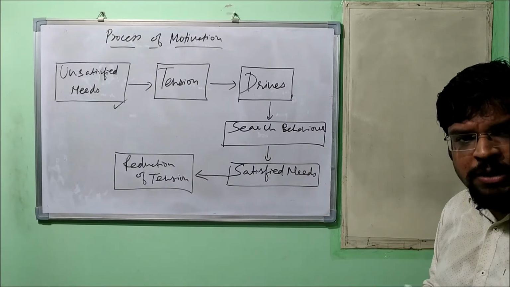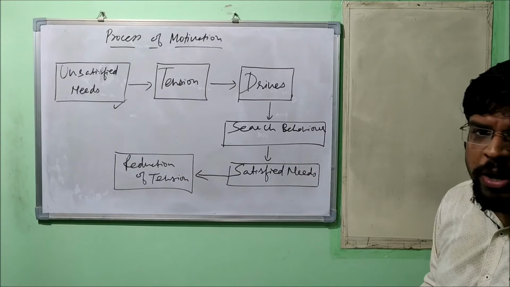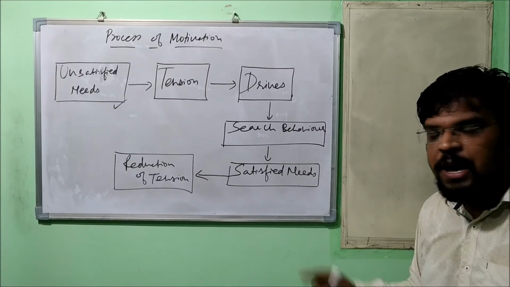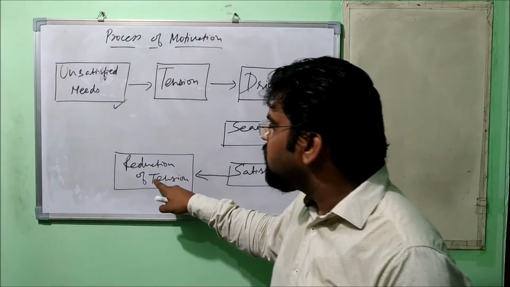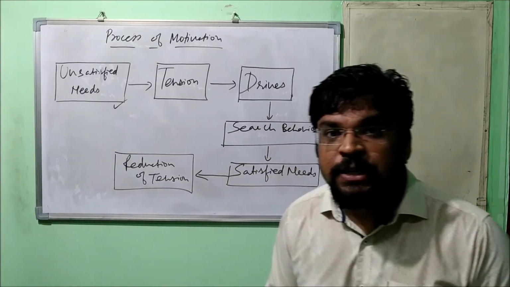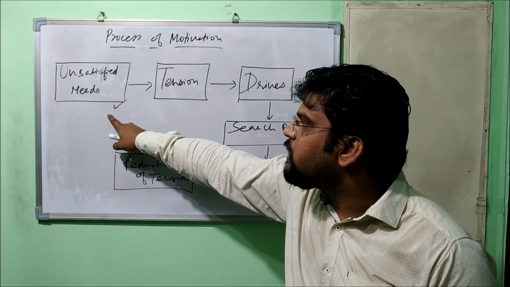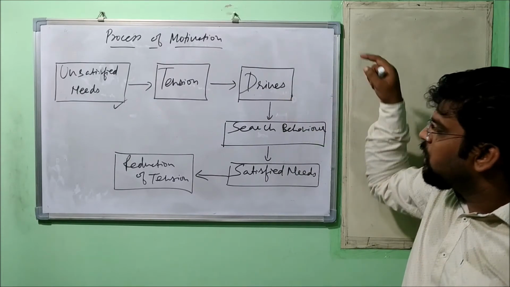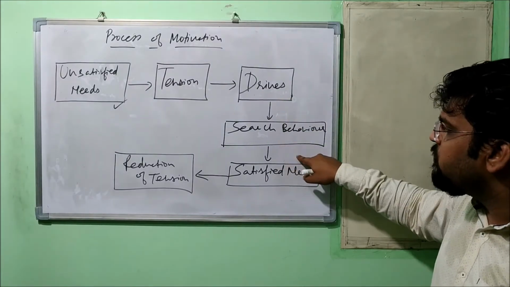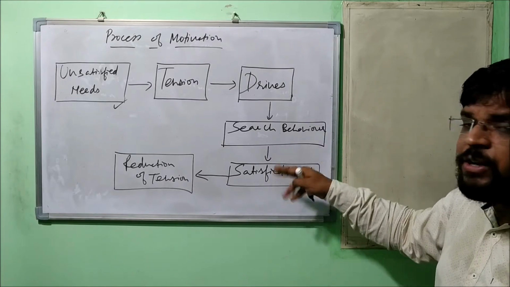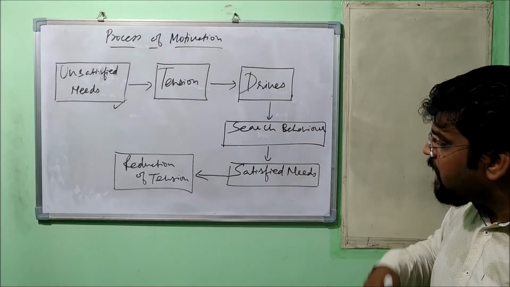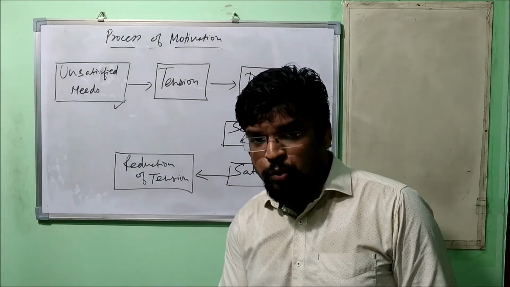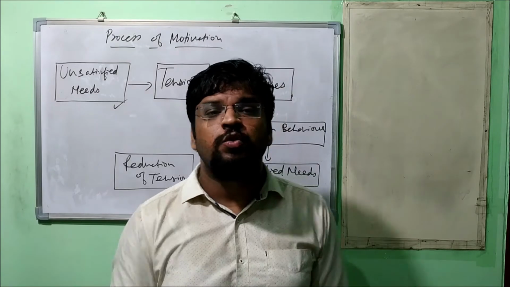While making several attempts, one attempt is successful and then his needs are satisfied and consequently his tension is reduced, right? So first the person has unsatisfied needs, then tension arises which gives rise to drive, and the drive pushes a person to such behavior, and by doing that he may satisfy his needs, and whenever his needs are satisfied, his tension is reduced, right? How it works, I will give you one example for that.